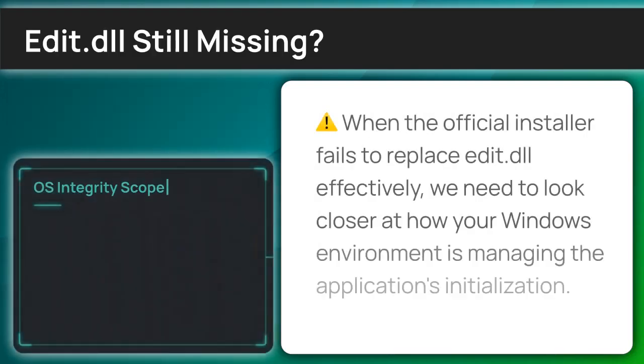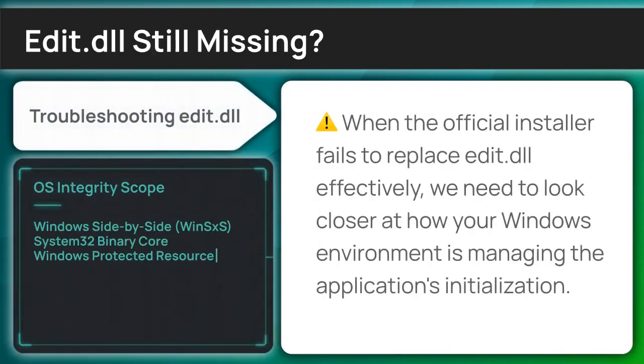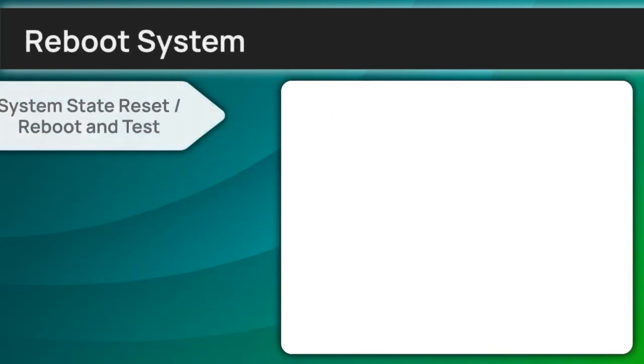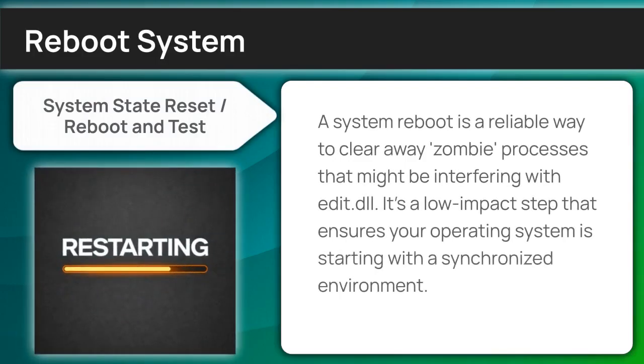If no luck was had with the redistributable package, we will escalate the fix by performing a targeted reset of the system state. A system reboot is a reliable way to clear away zombie processes that might be interfering with Edit Library. It's a low-impact step that ensures your operating system is starting with a synchronized environment.